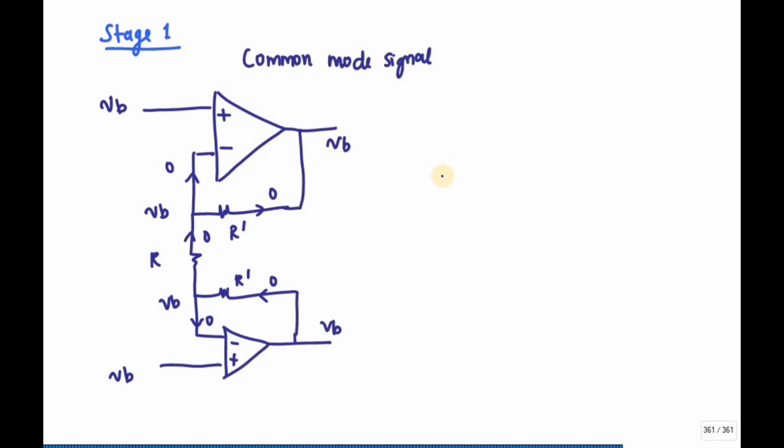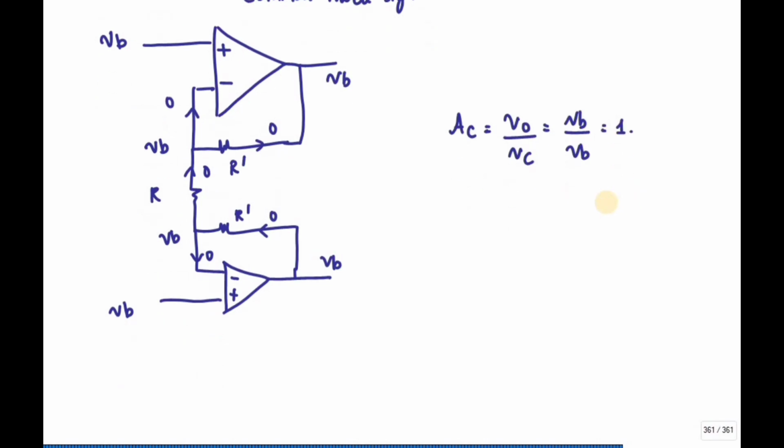So my common mode gain, AC, is equal to V naught by VC, right? So that is equal to, since all the signals are equal to VB, I can write VB by VB, that is equal to 1. Okay, this is for the common mode signal.